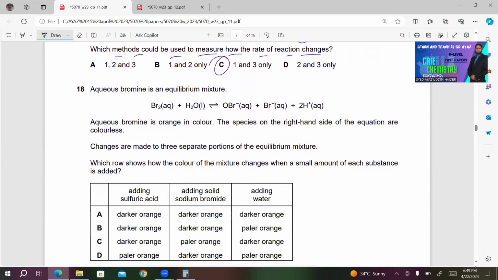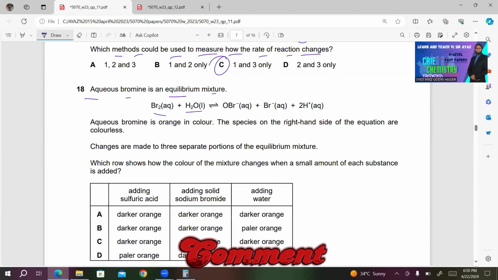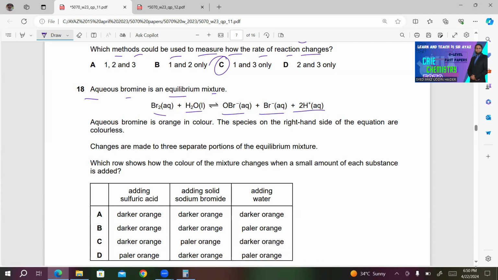Number 18, aqueous bromine is an equilibrium mixture. Br2(aq) + H2O(l) gives OBr-(aq) + Br-(aq) + 2H+(aq). Aqueous bromine is orange in color. The species on the right-hand side of the equation are colorless. Changes are made to 3 separate portions of the equilibrium mixture. Which row shows how the color of the mixture changes when a small amount of each substance is added?